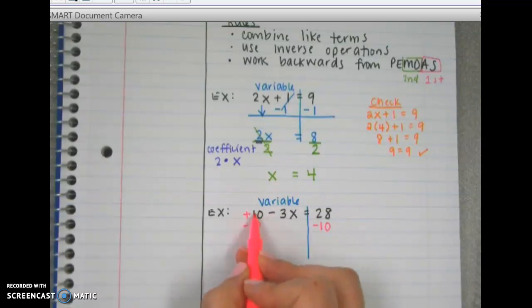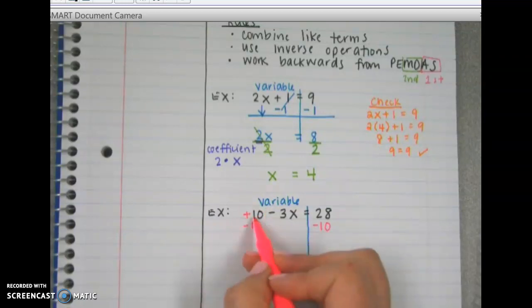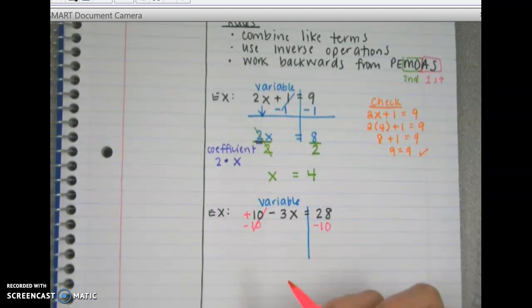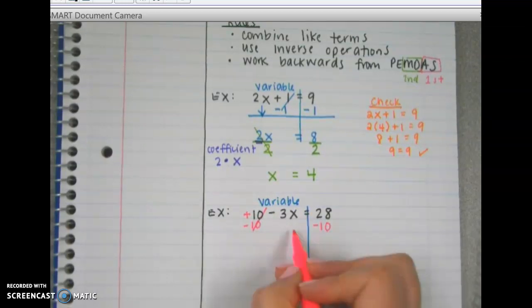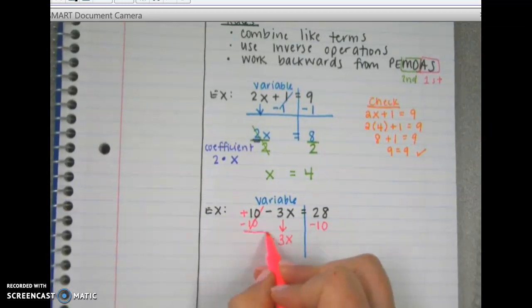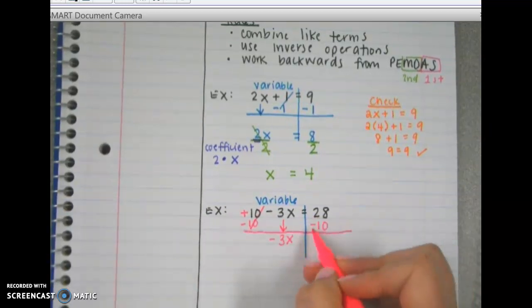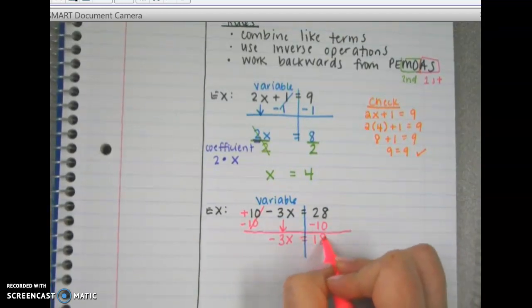Because I'm trying to cancel out the 10, I have to look in front of a number to see whether it's positive or negative, and if there's nothing there, it's positive. So 10 minus 10 cancels out. 10 minus 10 is 0. I haven't done anything with this yet, so I'm just going to drop it down. And I still have to figure out this side. 28 minus 10 is 18.